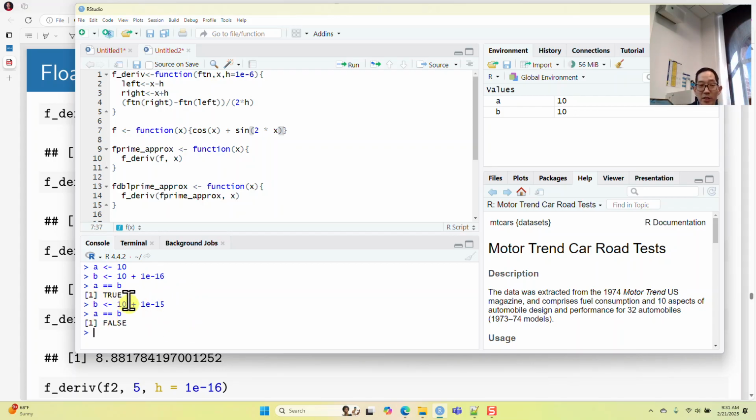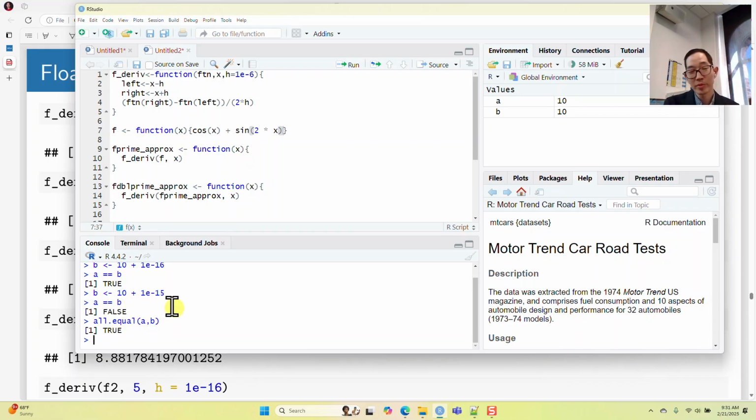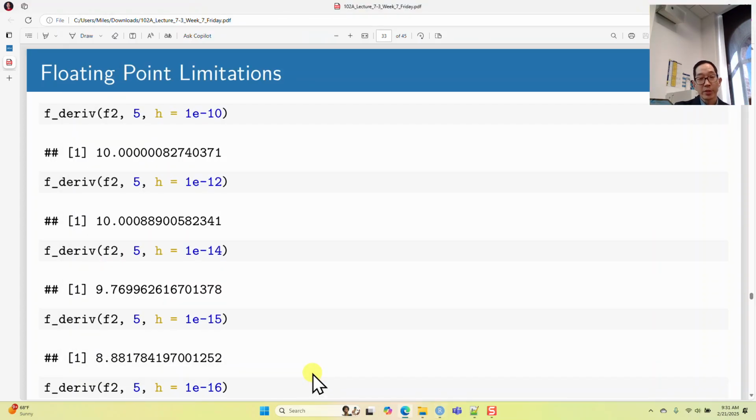but the difference is very small, right? So let me see. All dot equal A and B, right? So the computer would say these are approximately equal when you do A and B. They're not exactly equal, so the computer is able to distinguish A and B, but the computer would evaluate that and say they are approximately equal here. All right, so that is something you have to keep in mind.